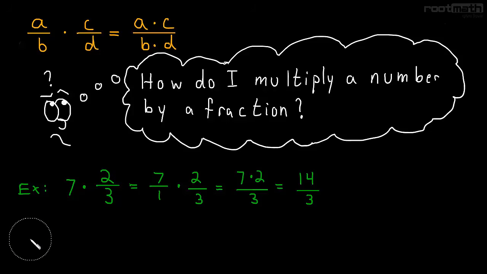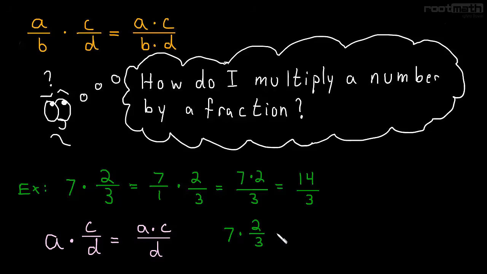Now this comes up so often we can single it out as its own special case. So we can write our own rule for a number times a fraction: a times c over d is equal to a times c over d. And now if we just use this rule that we derived, we'll have 7 times 2/3 is just equal to 7 times 2 over 3, which of course is 14/3. So all we did was skip the step where we wrote 7 as 7 over 1.